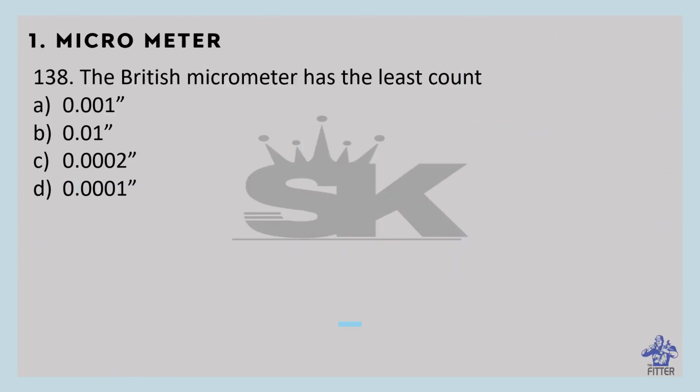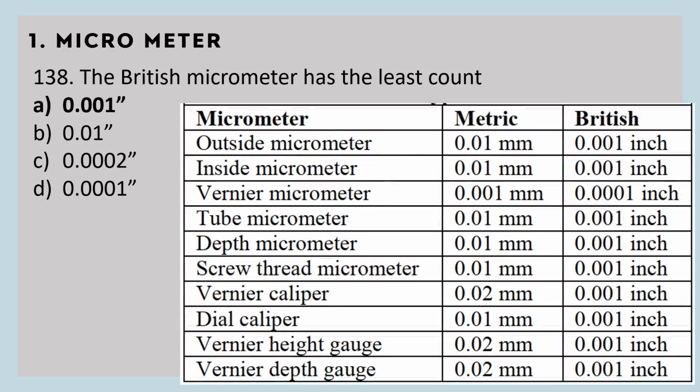The British micrometer has a least count of 0.001 inch. So these are the British and metric micrometer least counts.